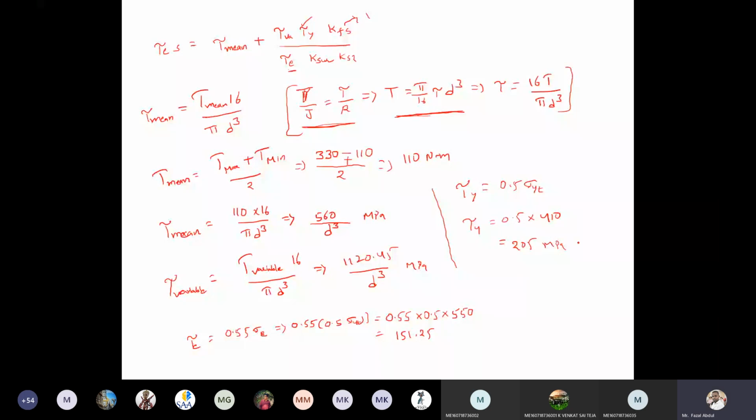Everything is calculated. Just substitute. Now tell me the answer of this one. The equivalent shear stress, the mean, we calculated. The variable we calculated. Yield strength in shear we calculated. Okay. And Kf value is 1. Endurance limit in shear we calculated. Surface factor is given in the question. Size factor is given in the question. The only thing is the equivalent shear stress we need to calculate. Now tell me the equivalent shear stress. The equivalent shear stress answer will come divided by d cube megapascal.